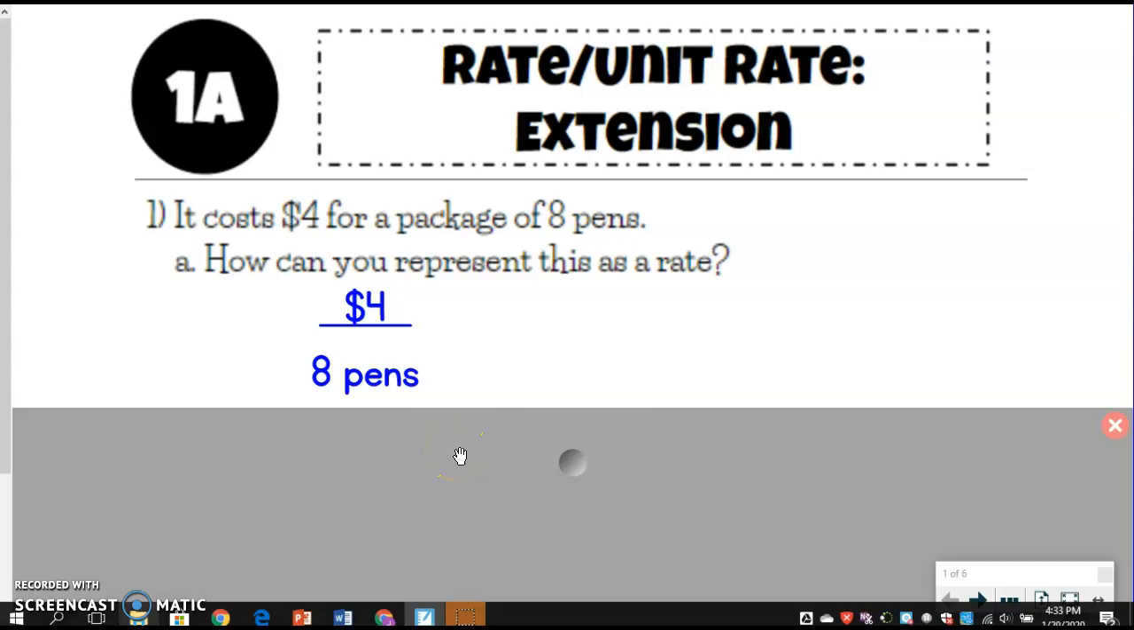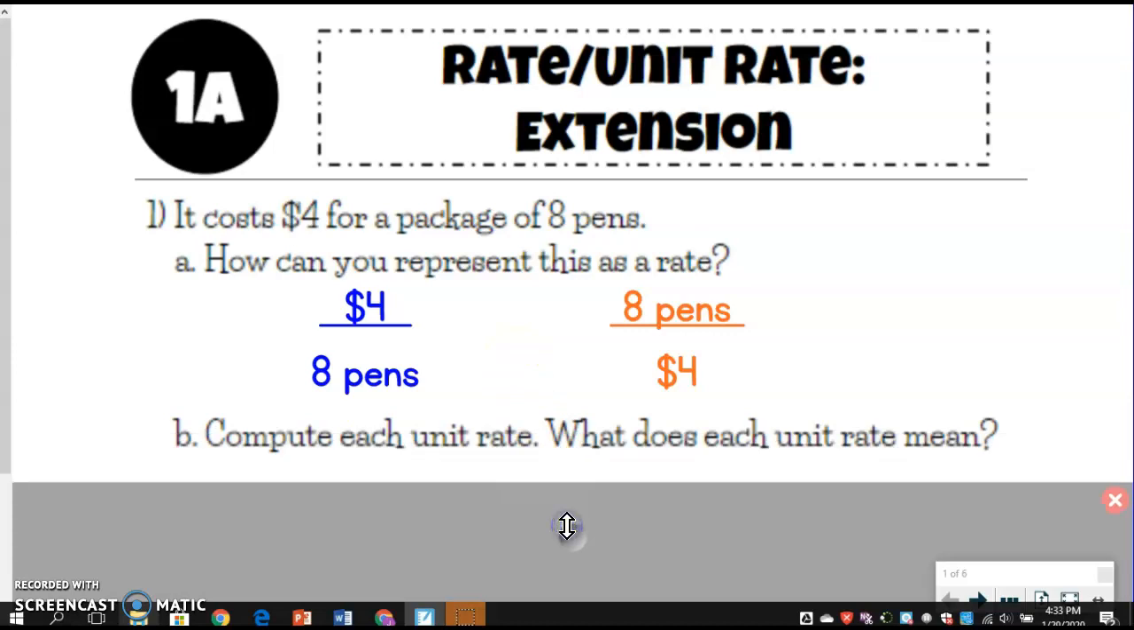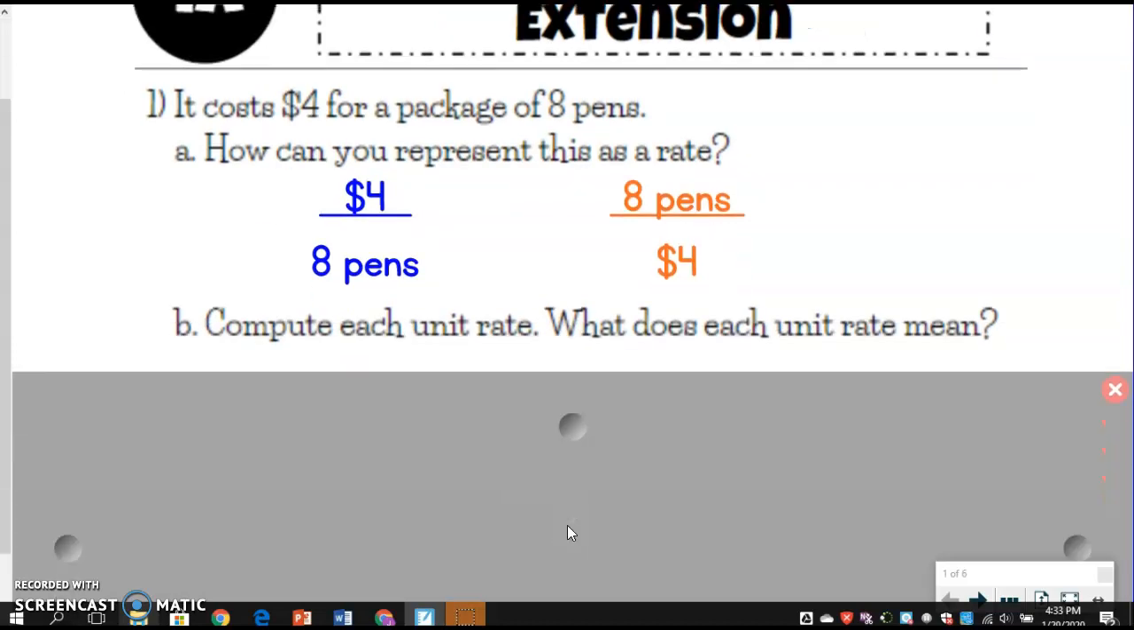Okay, make sure you're getting these notes down just as is. The other way we could think of it, we could flip it around and think of it as 8 pens for $4. So we really can think of it either one of these ways. The only thing is that both of these, while they mean sort of the same thing, we're really thinking of it as cost per pens versus pens per cost. So as a rate, that's perfectly fine. It's when we start thinking of it as a unit rate that it's a little bit different.